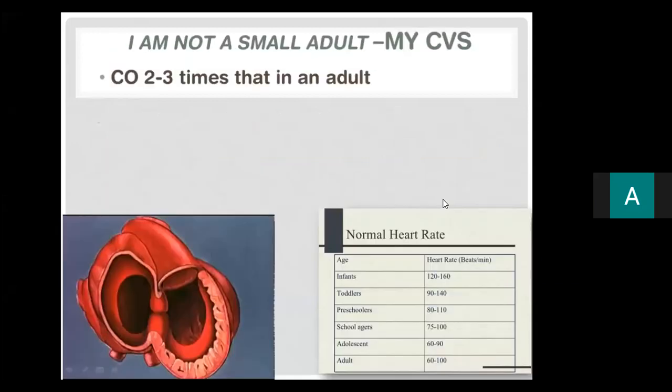Okay. So looking at their cardiovascular system, their cardiac output is 2 to 3 times that in an adult. If you look at this table on the right side, that's looking at the heart rate. If you look at that in an adult and that in an infant, you would see it's almost 2 to 3 times. So the formula for cardiac output is a function of their heart rate multiplied by the stroke volume.